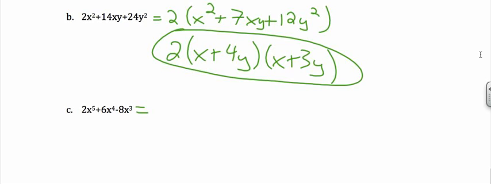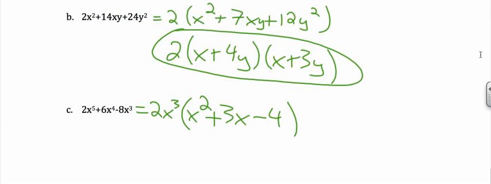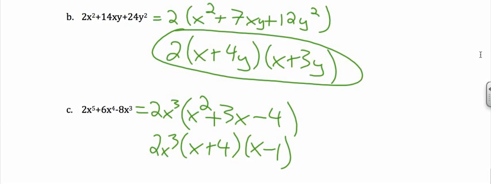Here, our GCF is 2x cubed. What we're left with is x squared plus 3x minus 4. Hey, another nice shortcut one. So we're looking for two numbers that multiply to negative 4 and add to 3. That's plus 4 and minus 1. So we get x plus 4 times x minus 1.